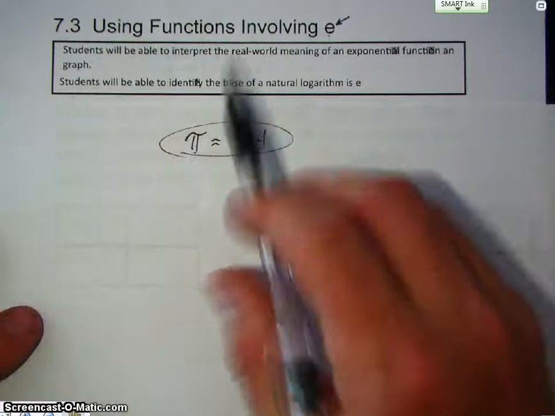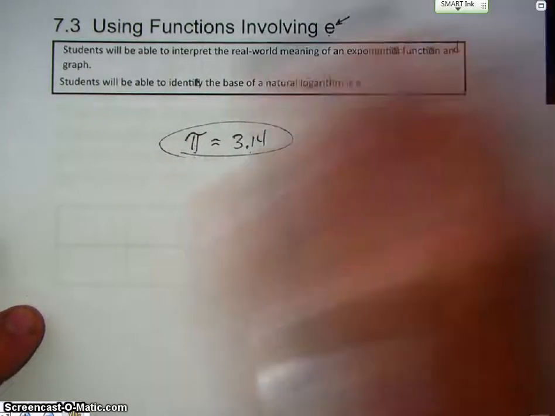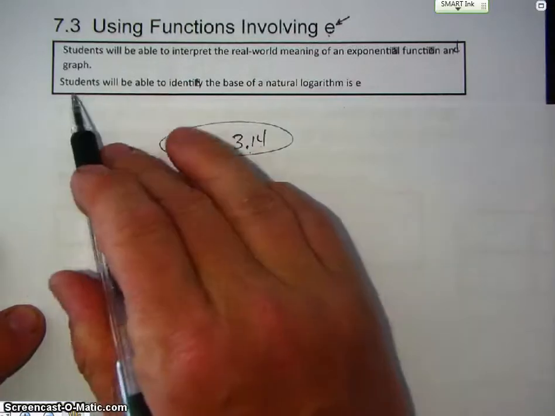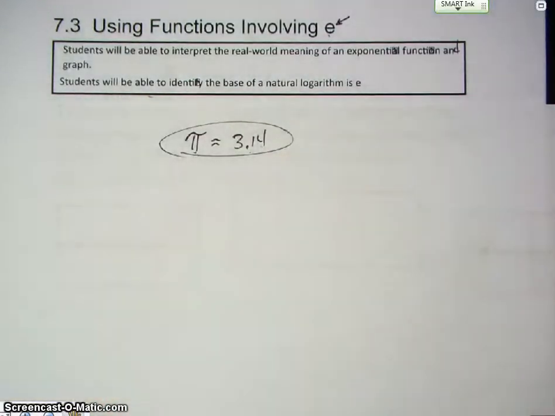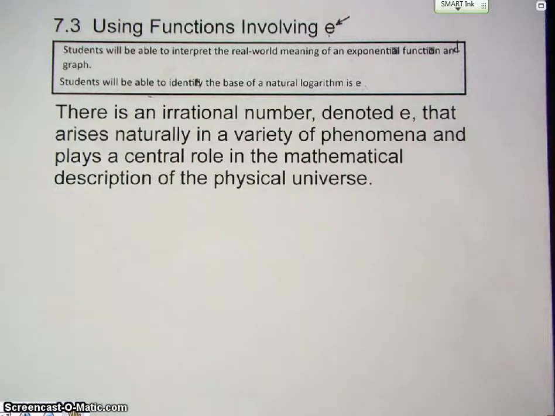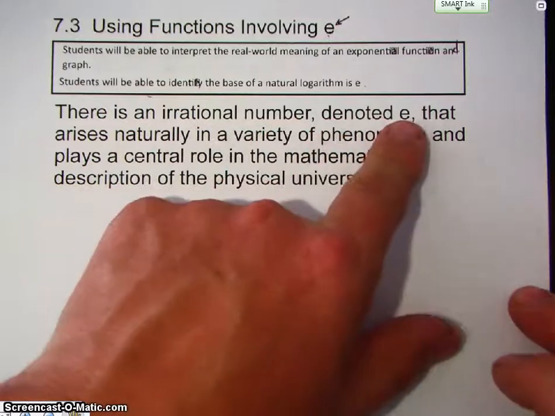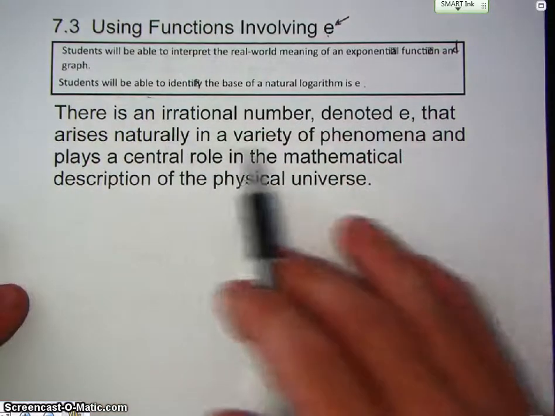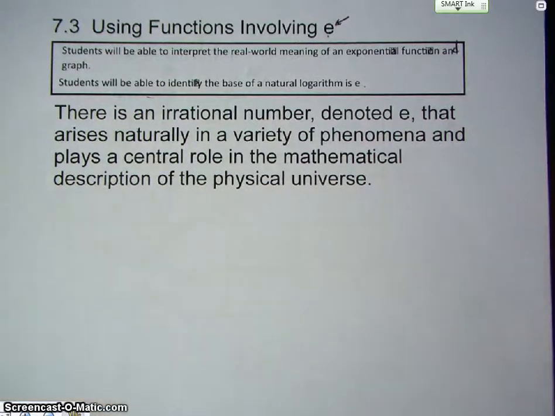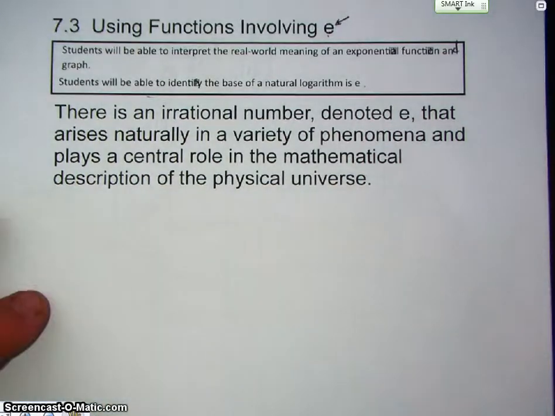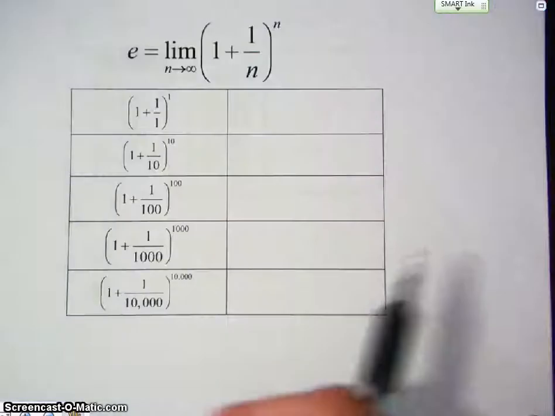Before we continue on, here are your objectives. You will be able to interpret the real world meaning of an exponential function and graph, which we've been doing already. Students will be able to identify that the base of a natural logarithm is E. So there is an irrational number, just like pi, and it's denoted E, that arises naturally in a variety of phenomena and plays a central role in the mathematical description of the physical universe. That's pretty interesting, huh?